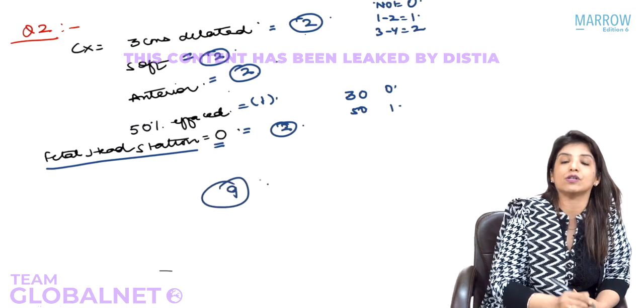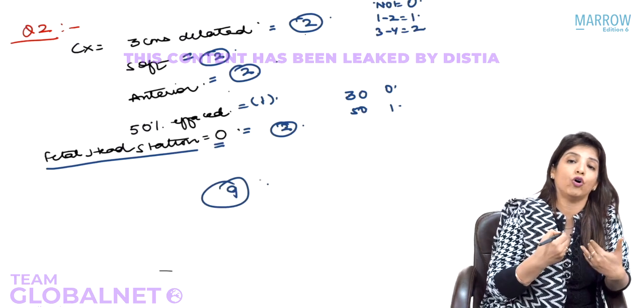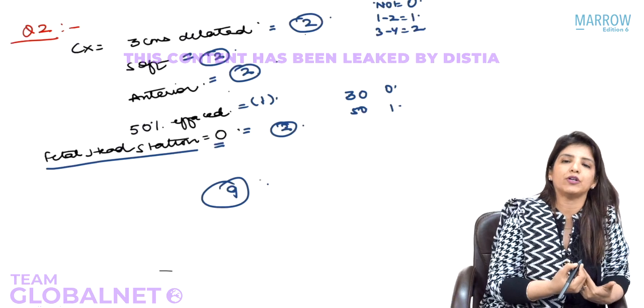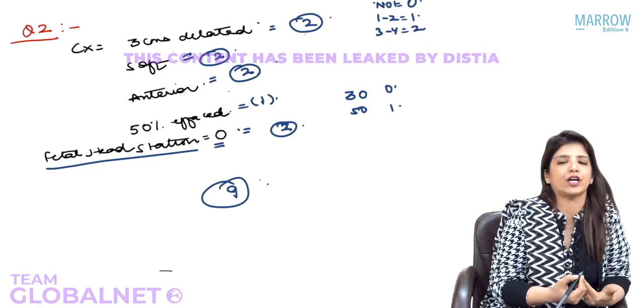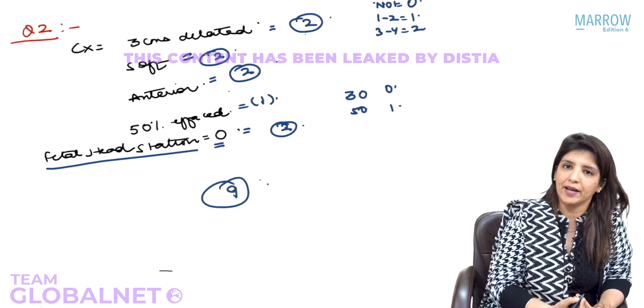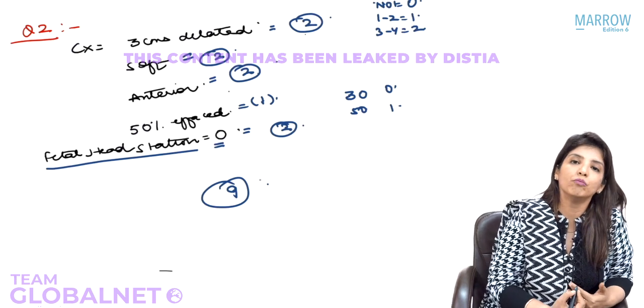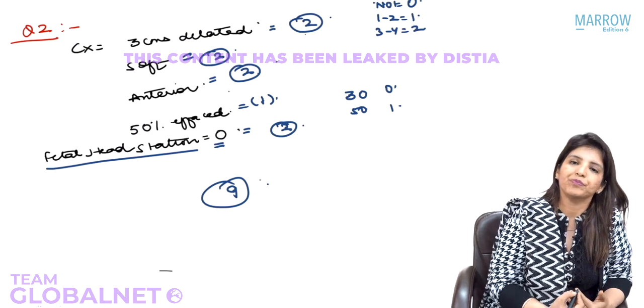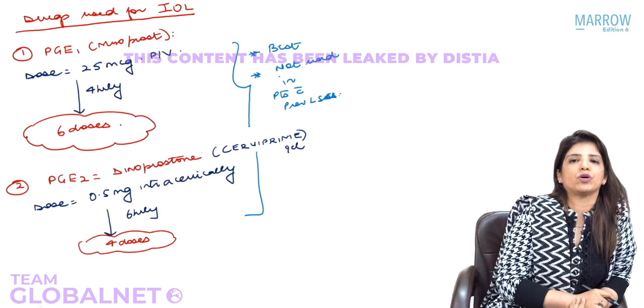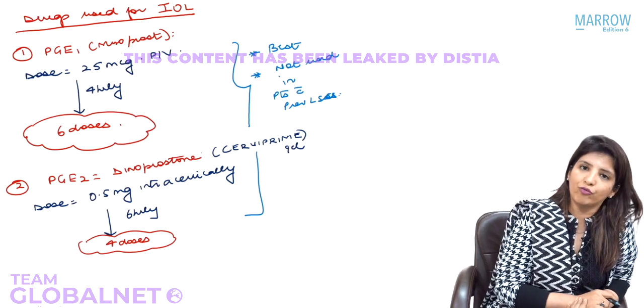So this is a cervix which is very good for induction of labor, and the chances of success of induction of labor will be very high if the score is 9 or more than 9. Right? Now, what are the drugs which you are going to use for induction of labor?